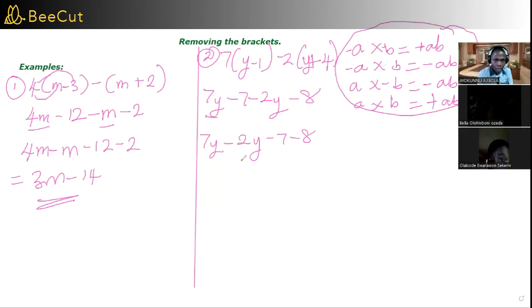Now, 7y minus 2y, that means 7 yo-yo minus 2 yo-yo, it's going to give me 5 yo-yo. So 5y. Then negative 7 and addition of negative 8, that will increase the negative to 15. Negative 15. So that is your answer to that.